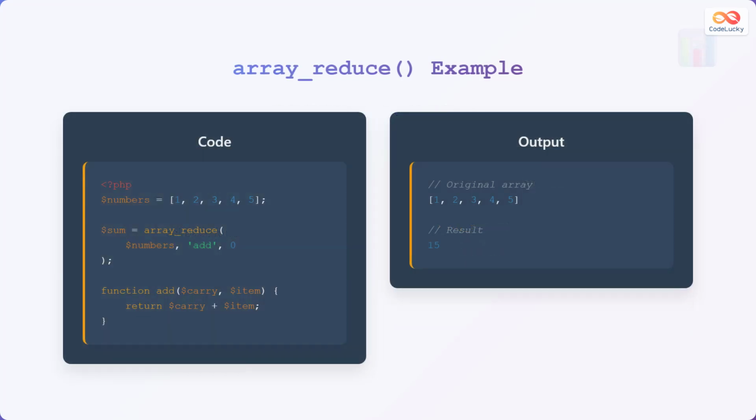Let us see an example for the array_reduce function. In this code snippet, a numbers array is initialized with the values 1, 2, 3, 4, and 5. The array_reduce function is used to calculate the sum of the numbers in the numbers array. The add function takes two parameters, a carry and an item, and returns the sum of the carry and the item. The initial value is set to 0. The result is assigned to the sum variable. The output will be the original array 1, 2, 3, 4, 5, and the result, which is 15.